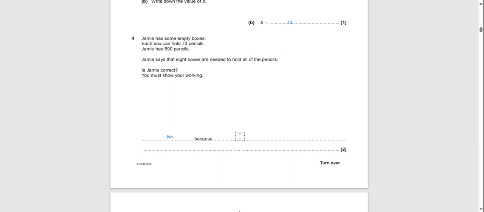Because it's 8.08, he needs more than 8 boxes, okay? He would need 9 boxes because there's a remainder. And you could clearly show that with your working up here. Okay, it says you must show your working, so you would do 590 divided by 73 equals 8.08. Okay, that 0.08 means it's gone over the amount.